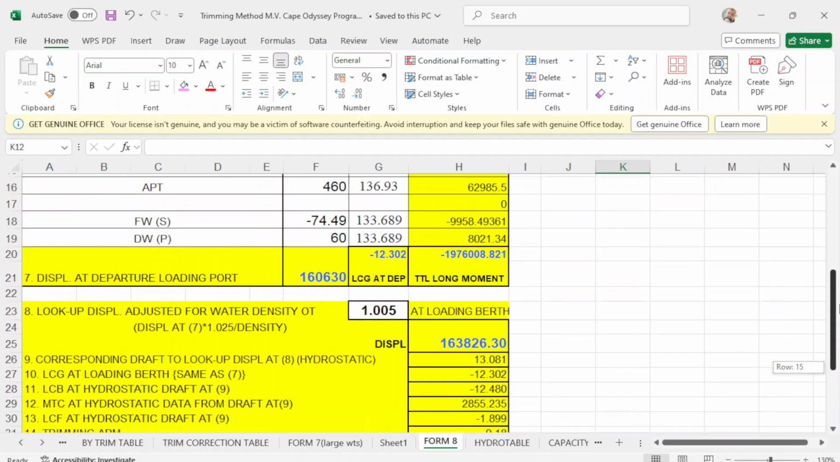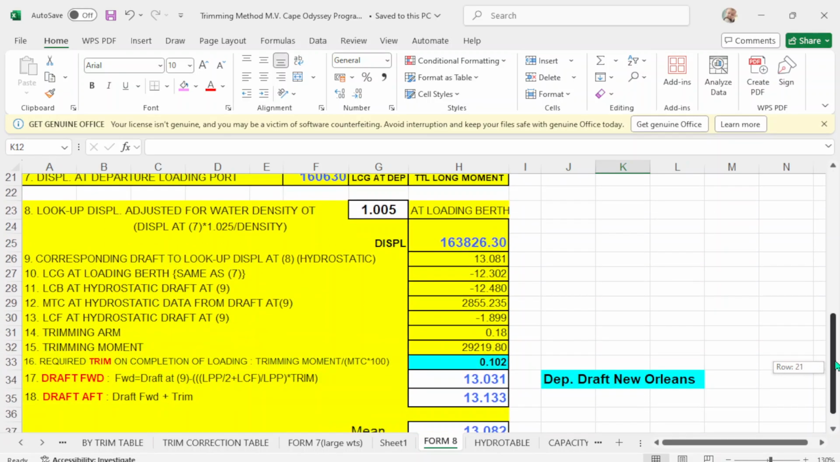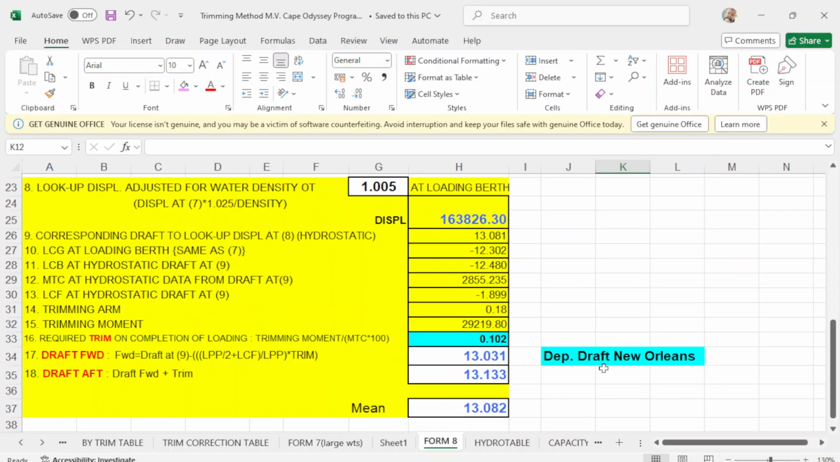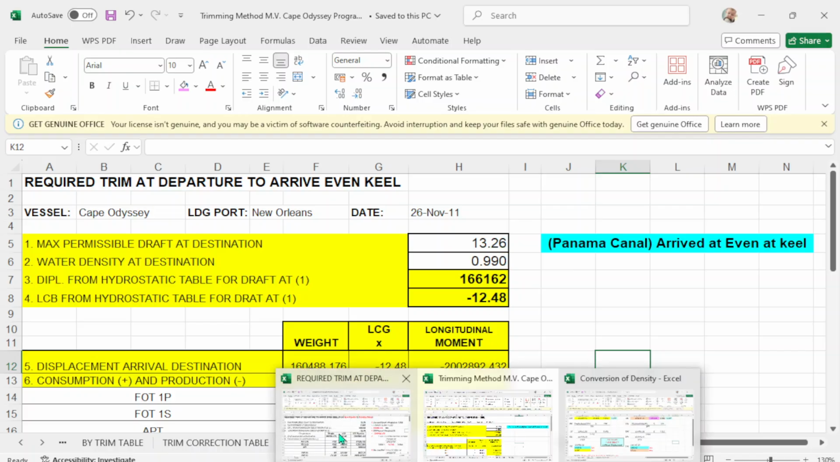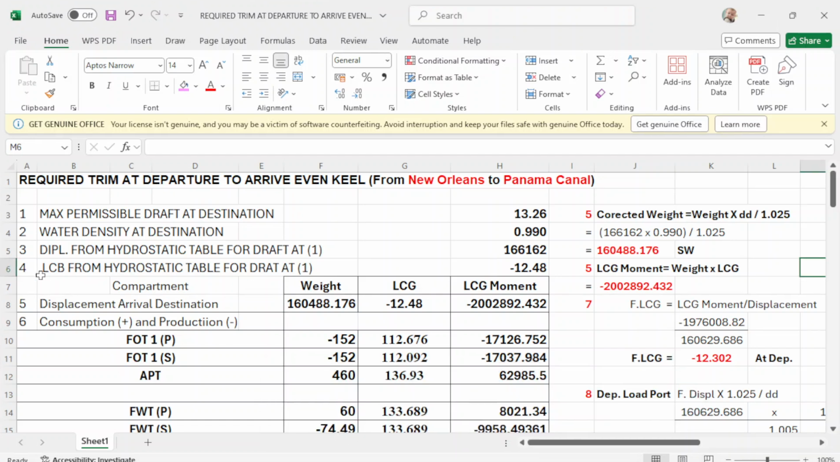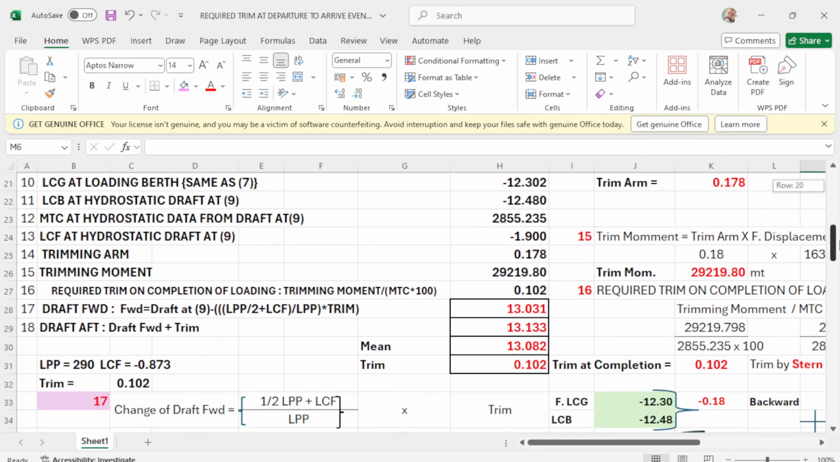Okay, and the departure at New Orleans, we have a trim of about 10 centimeters. So when you have acquired this trim of 10 centimeters, you will arrive at Panama Canal at even keel of 13.26. And I made an Excel form, an explanation of each sequence. I just explain this in detail with my Excel form, but they have the same results.